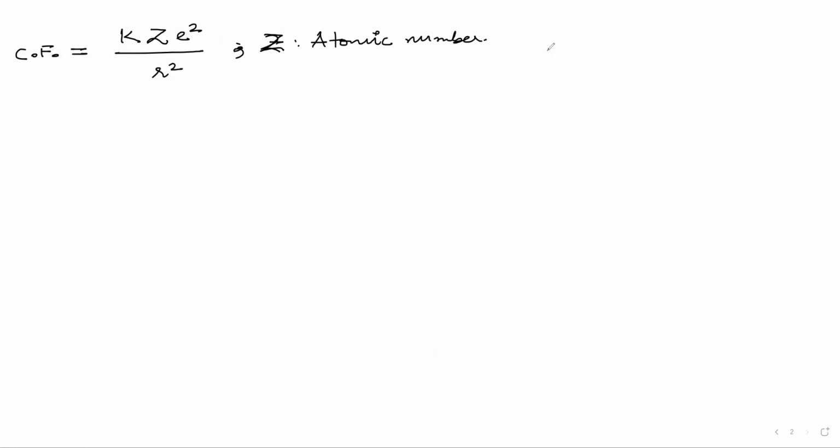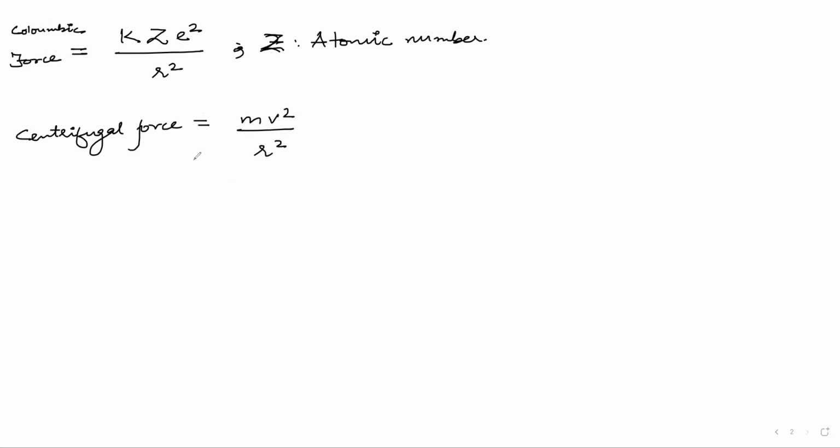Okay, Coulombic force. Let me write it all, because again centrifugal force will also be CF. Coulombic force. Now centrifugal force is equal to mv square upon r. So what we can do here, we can equate these two. Until and unless these are equal, what will happen?